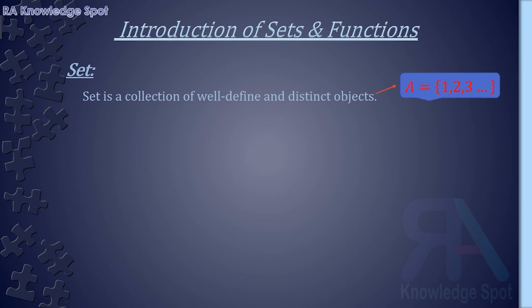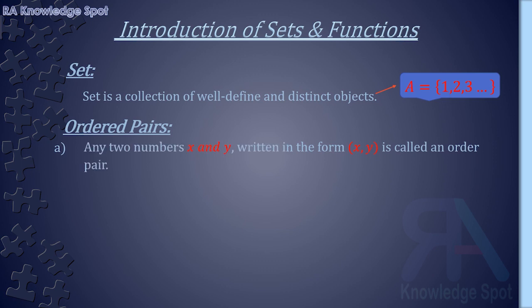Okay, next we have another very important definition, and you are going to learn it for the first time, that is ordered pairs. Now, what is it? Ordered pairs, what do you have? The first point is any two numbers x and y written in the form of this parenthesis, this round bracket, is called an ordered pair. Like any two numbers can be written. When you write in this form, in this method, this is called an ordered pair.